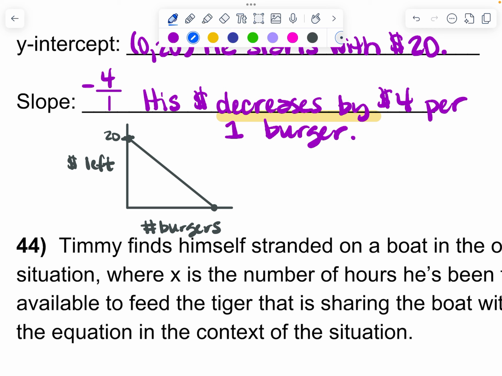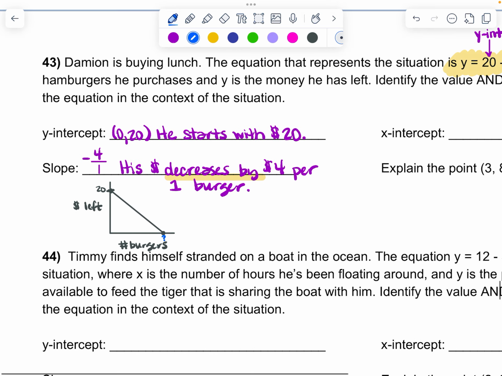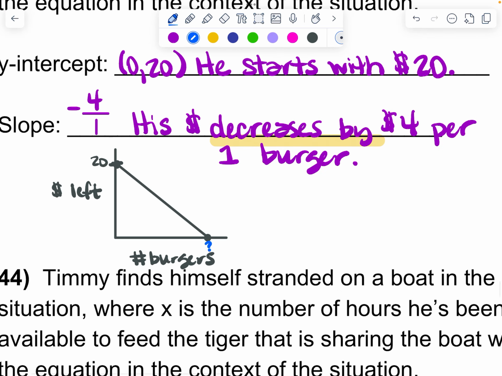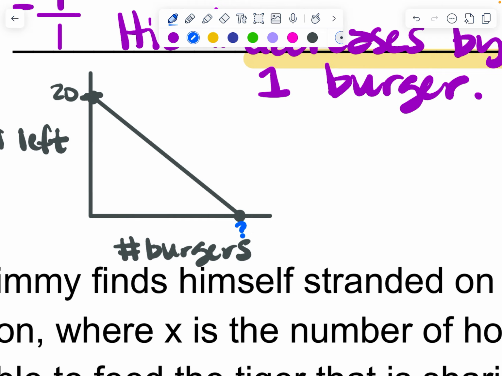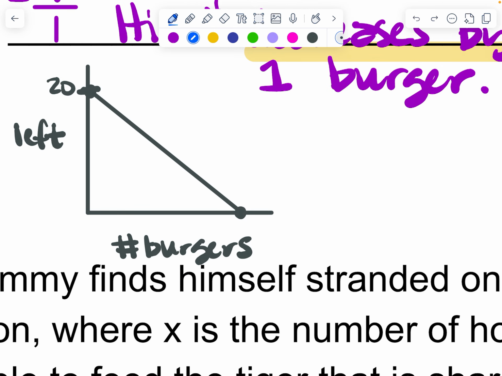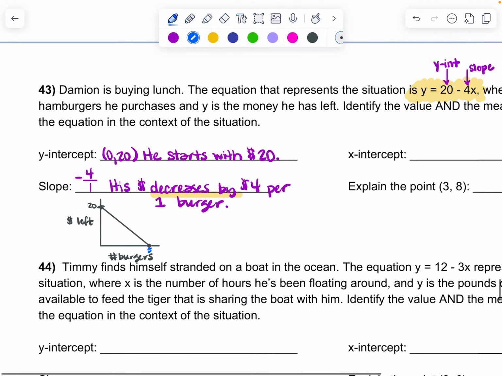The x-intercept. You need to figure out what that x-intercept is. When is he going to run out of money? You could just do this logically. If he has $20 and they're $4 a piece, how many burgers can he buy? Clearly that's 5 burgers, because 5 times 4 is the $20. So we know that that's going to be 5 burgers right here.